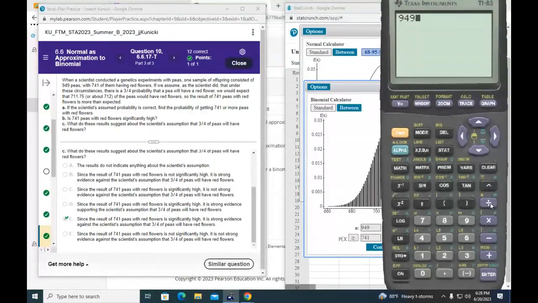If I do 949 times 0.75, this is our expected value. That's our mean. And then if I do that number, where's my parentheses? If I do that, that's NP. So if I do NP times Q, and Q is 0.25, and I take the square root, there's my standard deviation. So if I take 711.75 and I add 2 standard deviations, because that's the direction we're going on the upper end, so that's 13.34.